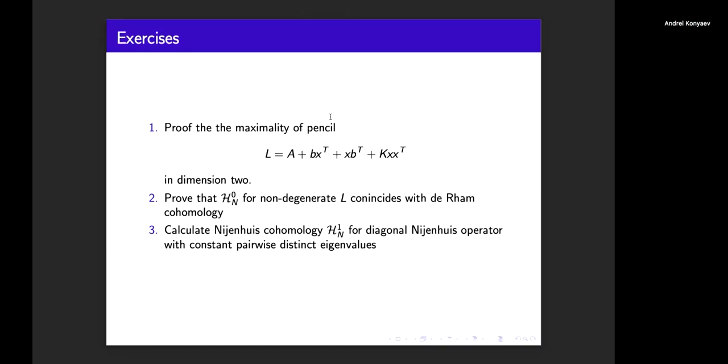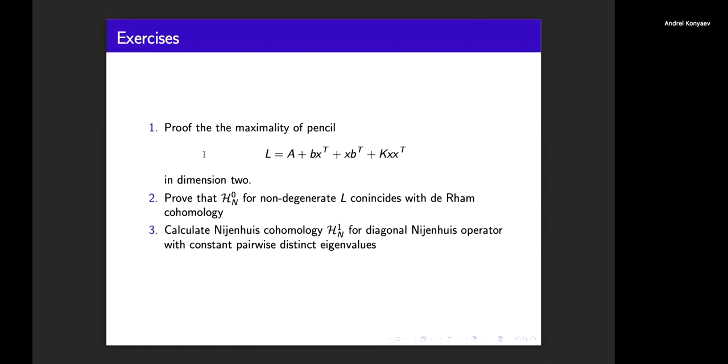That's it. There are exercises in the end. The first one is to prove that this pencil is maximal in dimension 2. If you recall, there was an assumption that M is at least 3 when we proved that, because the conditions we derived from the formulas required at least three different indices. It's not the case when the dimension is 2, where you have only 2 indices. So you do not have this number of conditions, but it still can be done, and this pencil is still constant. What breaks in dimension 2 is that the centralizer of constant matrices is not finite dimensional. It is quite a surprise, actually, for me.